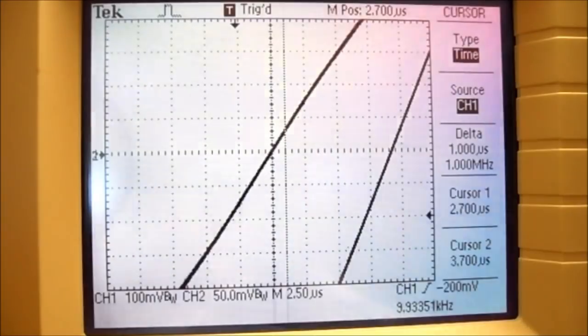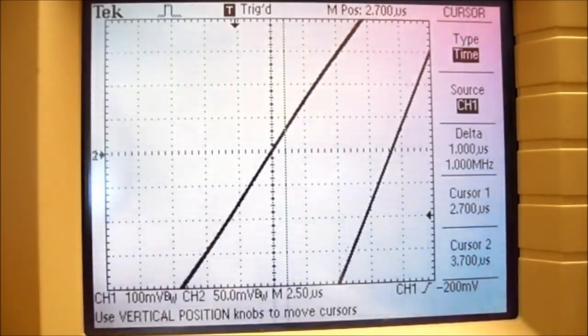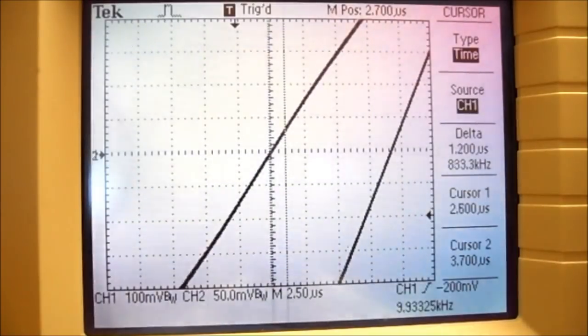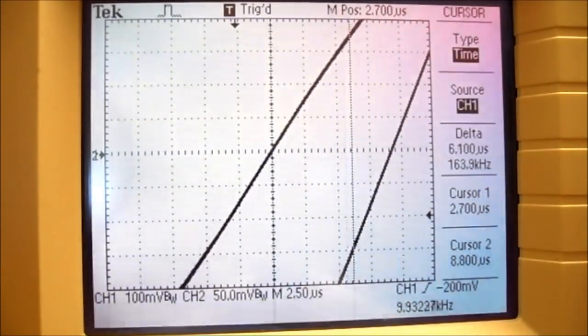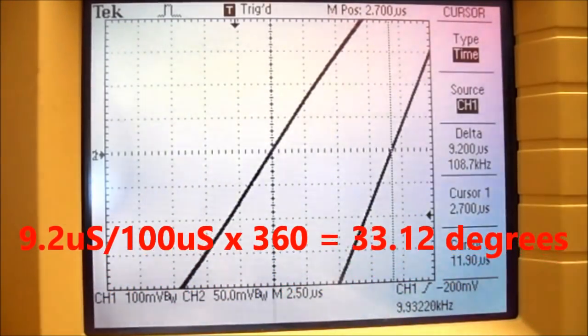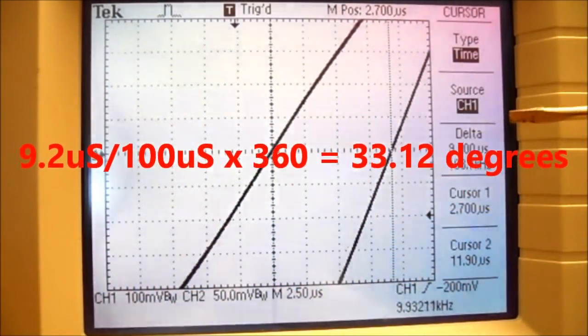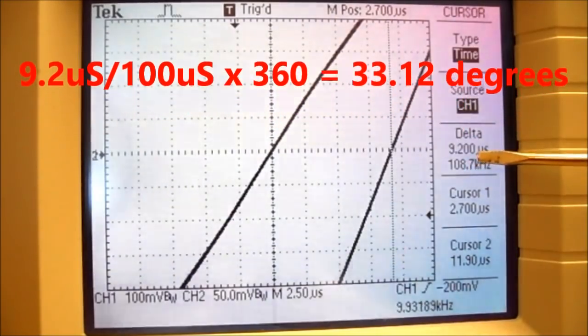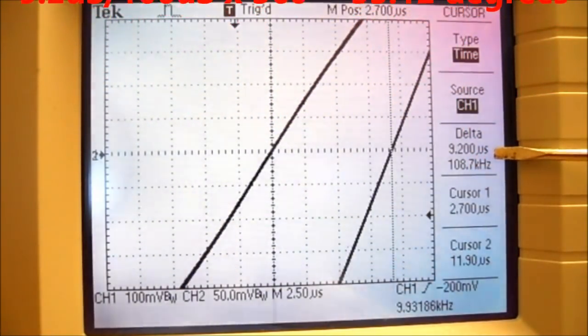Now I'm going to press the cursor button, and I'm going to change my channel 1 cursor to make sure that it is going through that 0 crossing. And then my channel 2 cursor position until it goes through the second waveform. And you can see I'm getting a more accurate reading of 9.2 microseconds.